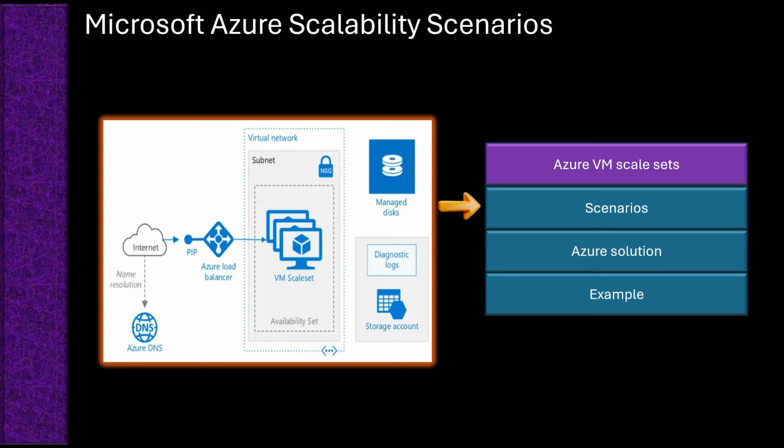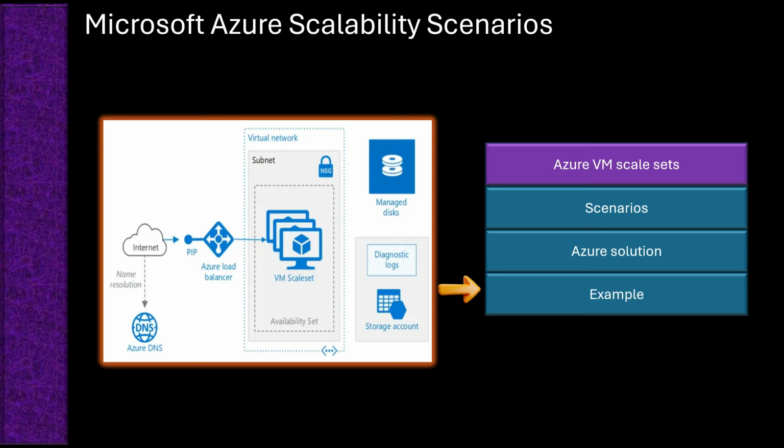You run a ticketing platform that experiences massive spike in traffic when popular events go on sale. What Azure solution can we use for this use case? That's going to be Azure Virtual Machine Scale Sets. VM scale set allows you to automatically increase or decrease the number of VMs based on demand.